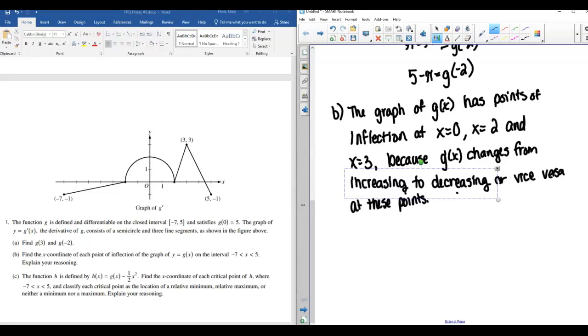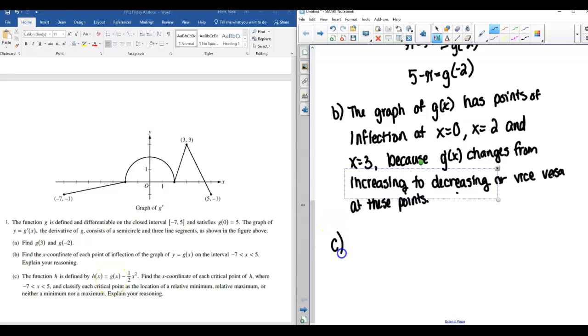Okay, part C tells us that h of x is given by h of x equals g of x minus 1/2 x squared. We're supposed to find the x-coordinate of each critical point of h, and then tell whether those critical points are relative minimums, relative maximums, or neither at that point. So this is one of those where we're going to have to think about doing a sign line, but it's going to be a little more difficult because we have this g of x.